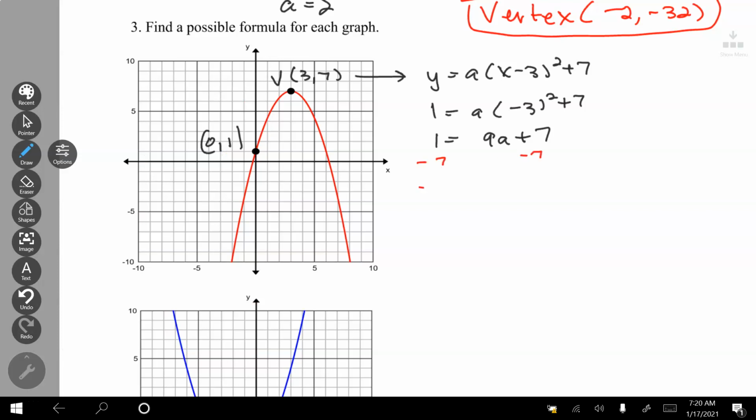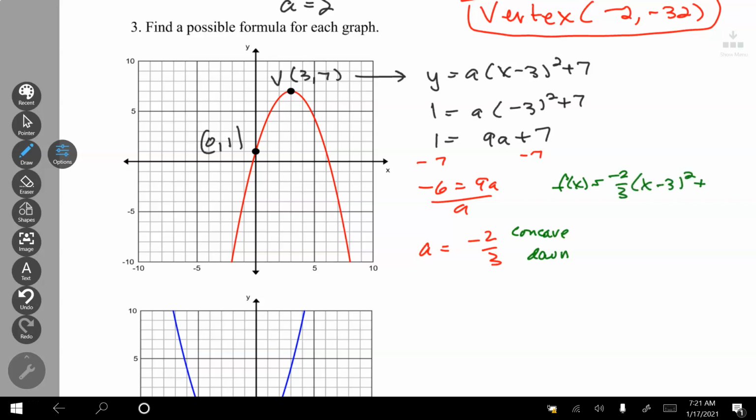Subtract 7. Negative 6 equals 9a. Divide by 9. I get a equals negative 2/3. And you got to ask yourself, look at that graph. If a is a negative value, the graph better be concave down. And it is concave down. That's always my little self-check. If I got a positive value for a and I look at that graph, I got to say to myself, I messed up. So the equation of this parabola is negative 2/3 (x minus 3) squared plus 7 when you rewrite it.